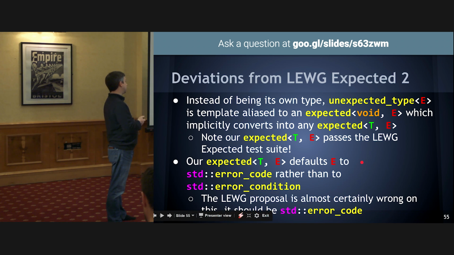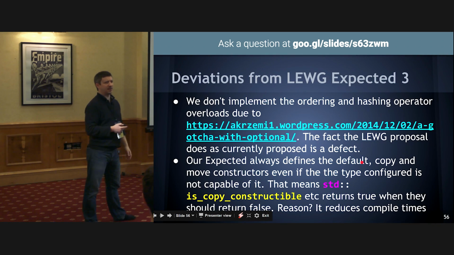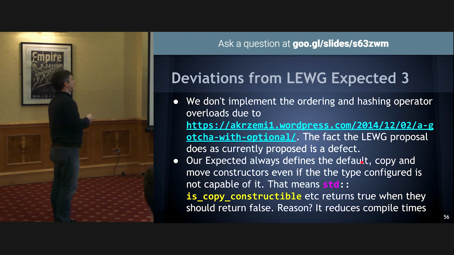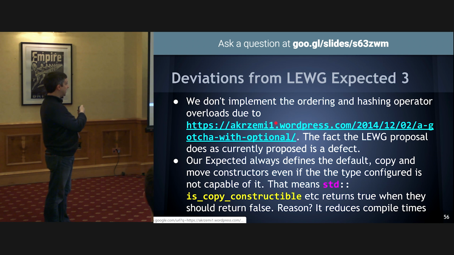Finally, we've defaulted error_code instead of error_condition. That's almost certainly because of the defect I mentioned earlier, and I think I've won that debate, so that's done. We don't implement ordering or hashing operator overloads because of that lovely link there by a senior Boost person. That is correct, and you either have to have implicit construction or you must have ordering and hashing. You can't have both, that's safe in code. So that's a defect, and I think that's been agreed.